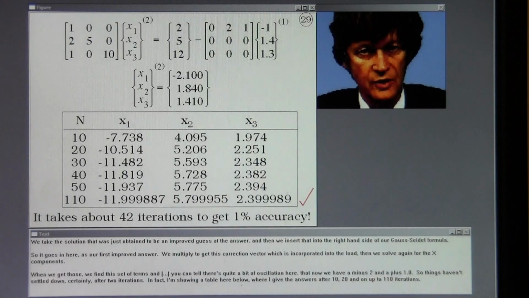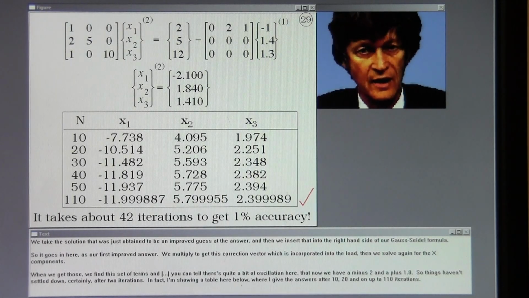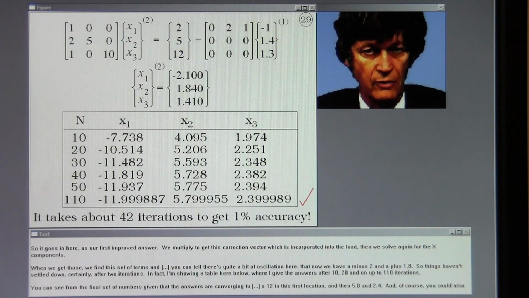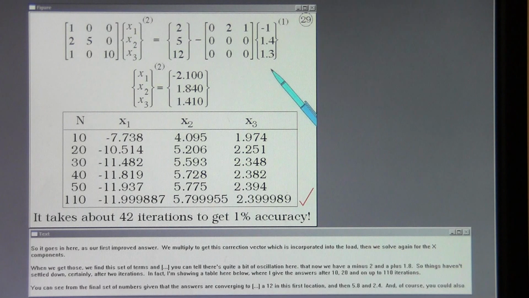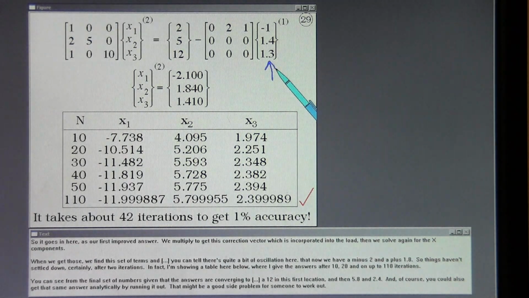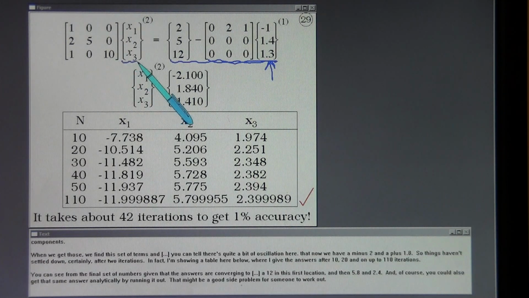We take the solution that was just obtained to be an improved guess at the answer, and then we insert that into the right-hand side of our Gauss Seidel formula. So here is our first improved answer. We multiply to get this correction vector, which is incorporated into the load. Then we solve again for the x components. When we get those, we find this set of terms.